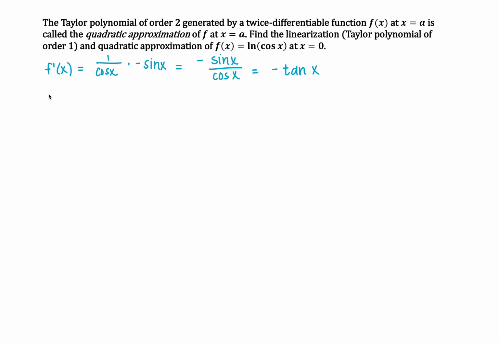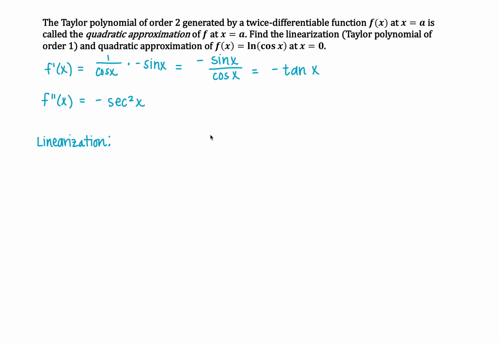Then the second derivative, the derivative of tangent is just secant squared. Since we have negative tangent, it's going to be negative secant squared x. So now we have the derivatives that we will need to find the linear and quadratic approximations here. So we'll start with the linearization. So this is the Taylor polynomial of order 1.